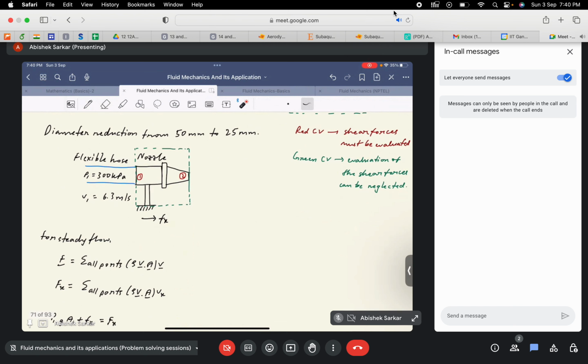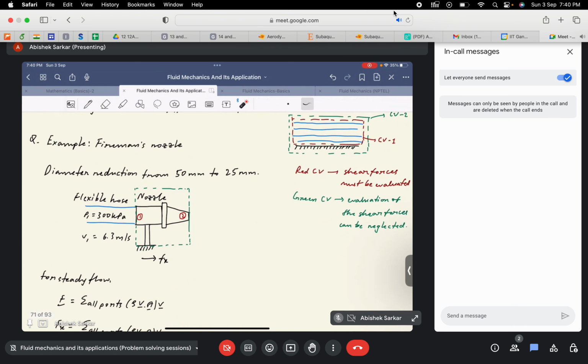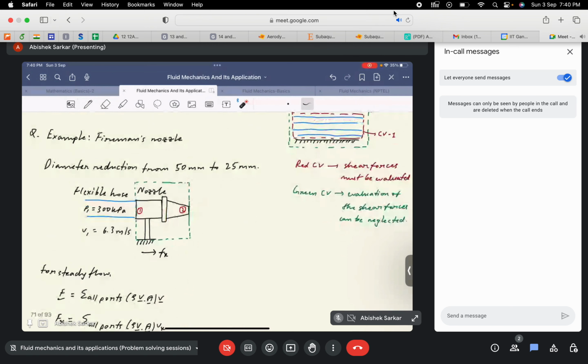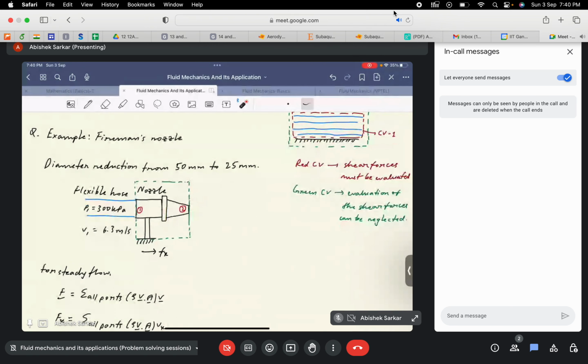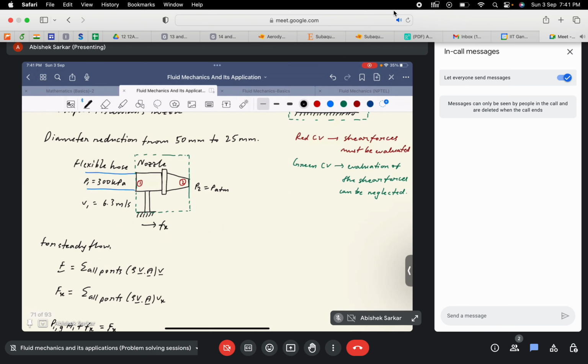So again, it is told that there is a diameter reduction from 50 millimeter to 25 millimeter. So here the diameter is 50 millimeter and the diameter here is 25 millimeter. Okay, so the pressure at point one, I guess it is gauge pressure. So the gauge pressure at point one is 300 kilopascal, and at point two, since it is not mentioned, we can ideally take it as atmospheric pressure. So let me just write it. Again, velocity at the inlet, they mentioned it as 6.3 meter per second.